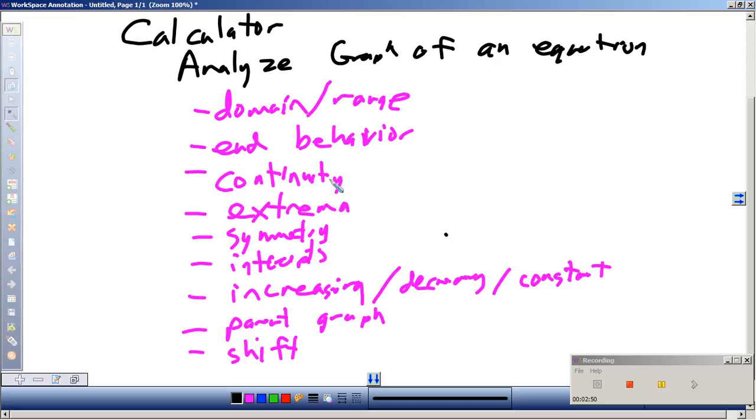For continuity, what types of discontinuities do we have? Infinite discontinuities, jump discontinuities, and removable discontinuities, or points. The removable and point are the same. So make sure you know which is which.